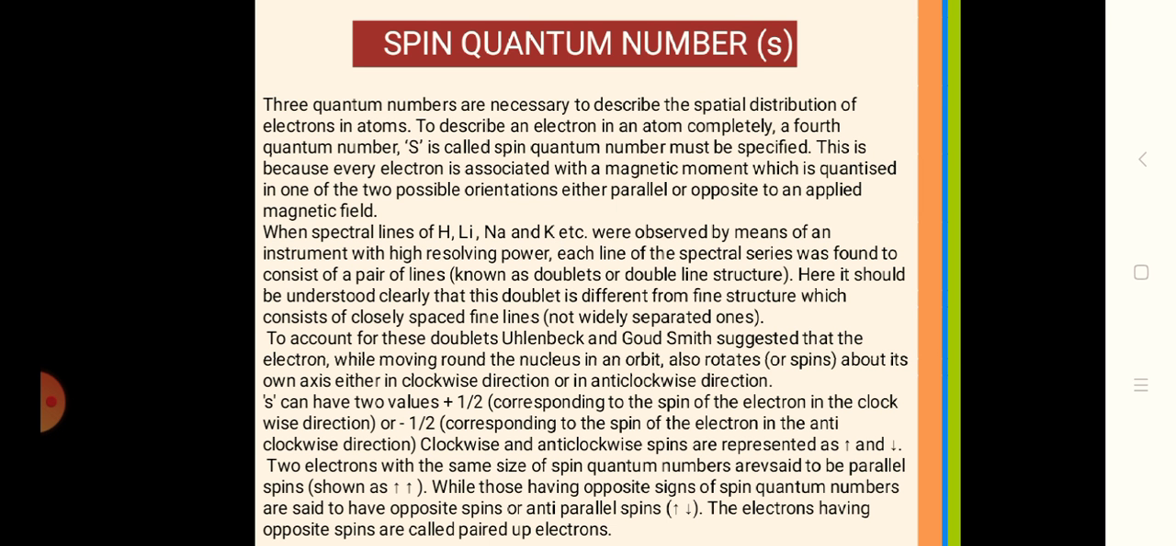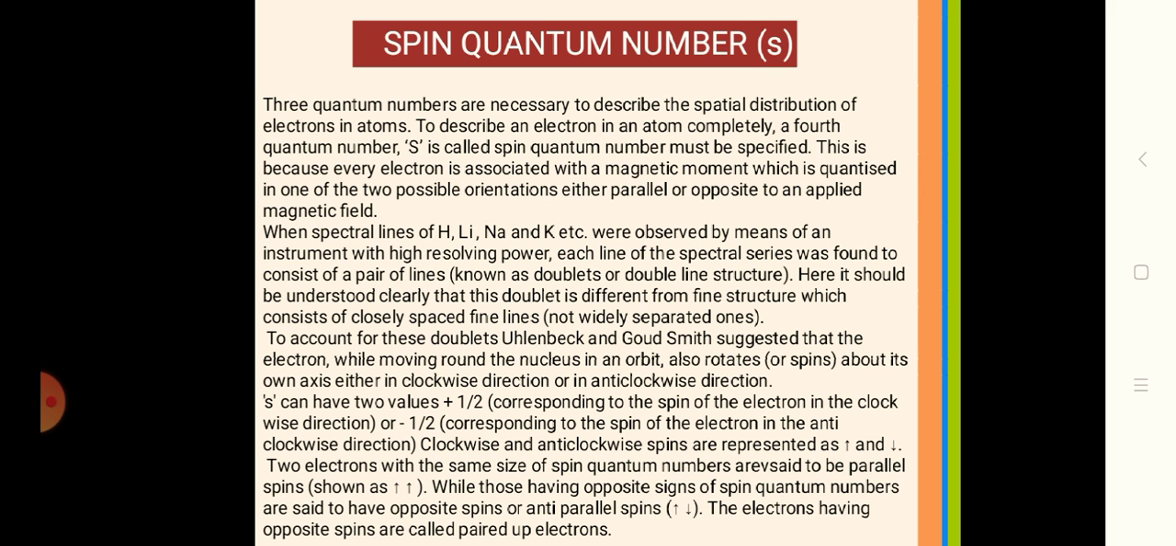To account for these doublets, Uhlenbeck and Goudsmit suggested that the electron, while moving around the nucleus in an orbit, also rotates or spins on its own axis either in clockwise direction or anti-clockwise direction. s can have two values, plus half corresponding to the spin of the electron in clockwise direction or minus half corresponding to the spin of the electron in the anti-clockwise direction. Clockwise and anti-clockwise spins are represented as upwards arrow mark and downwards arrow mark.